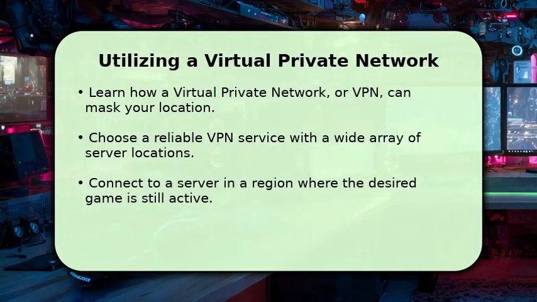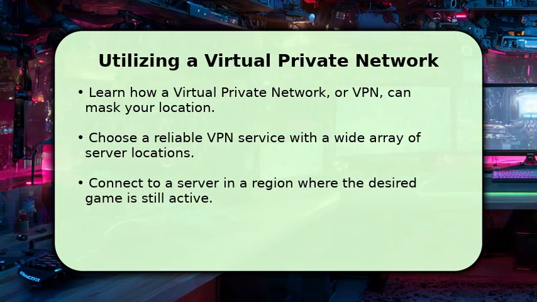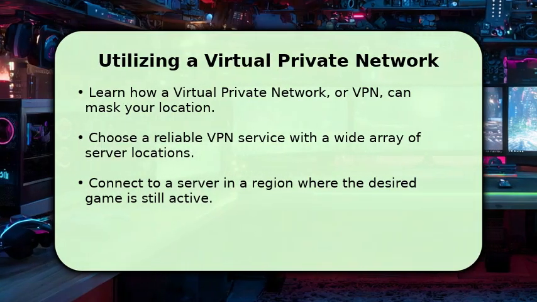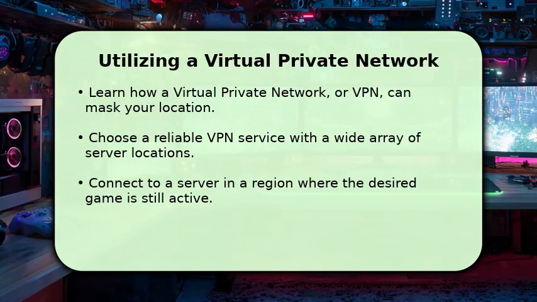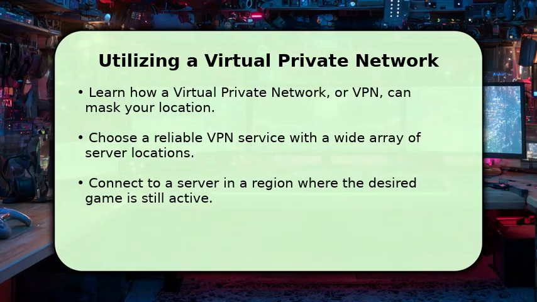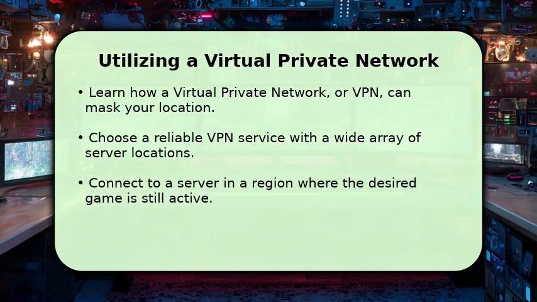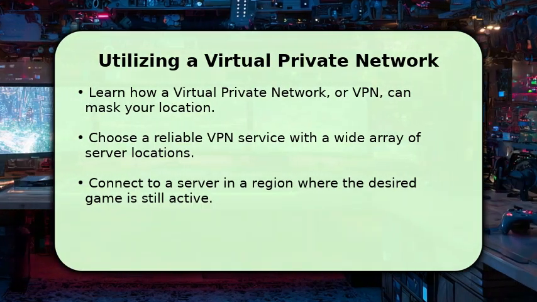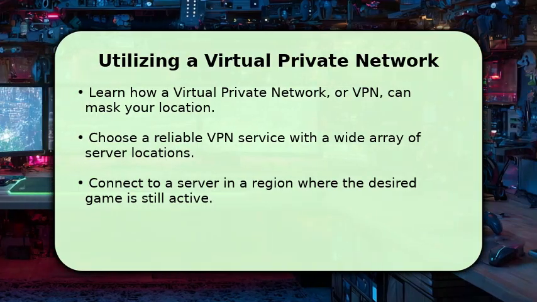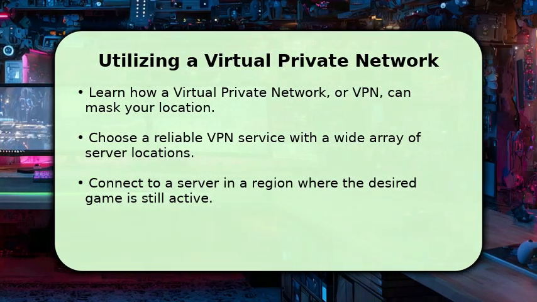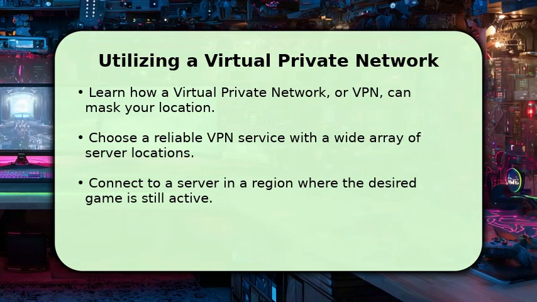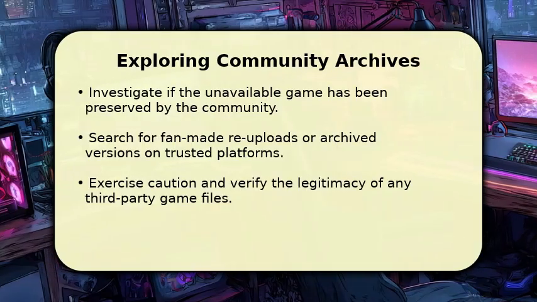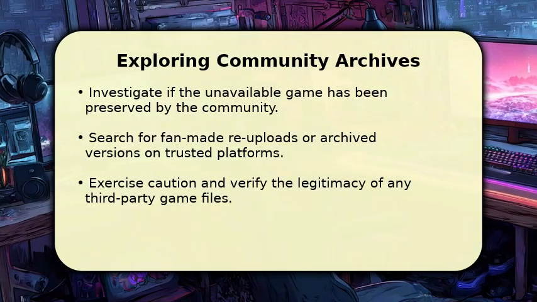One primary method involves using a virtual private network, commonly known as a VPN. A VPN allows you to connect to the internet through a server in a different geographical location, effectively making it appear as if you are browsing from there. This can bypass regional restrictions that might be preventing you from accessing certain games. Select a reputable VPN provider, connect to a server in a suitable country, and then try launching your desired Roblox game.